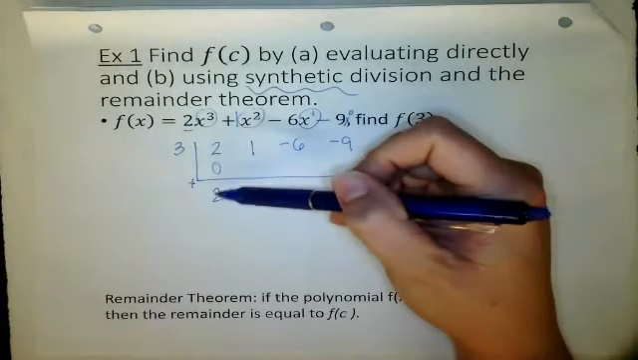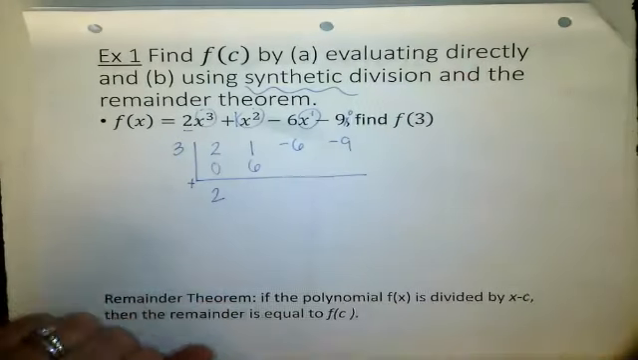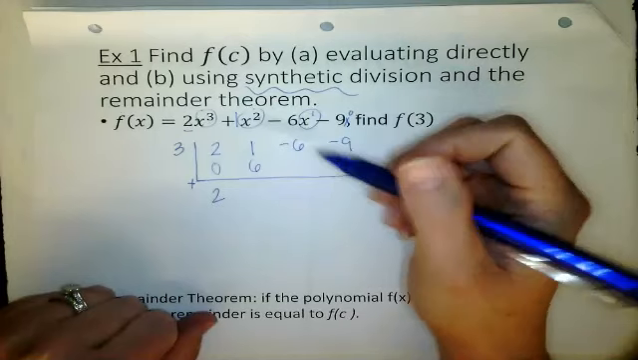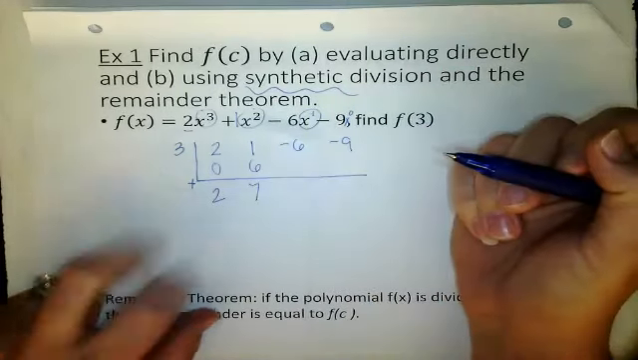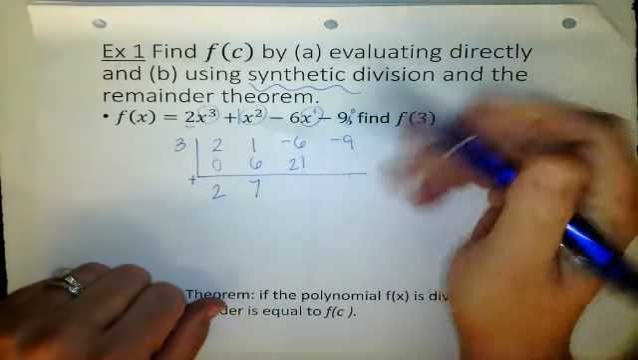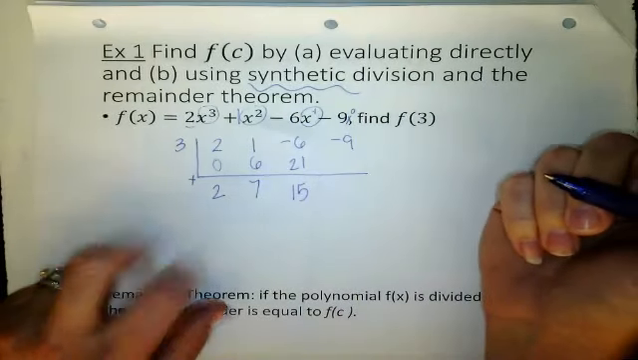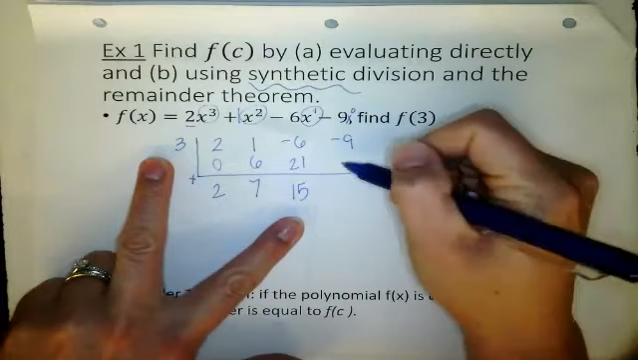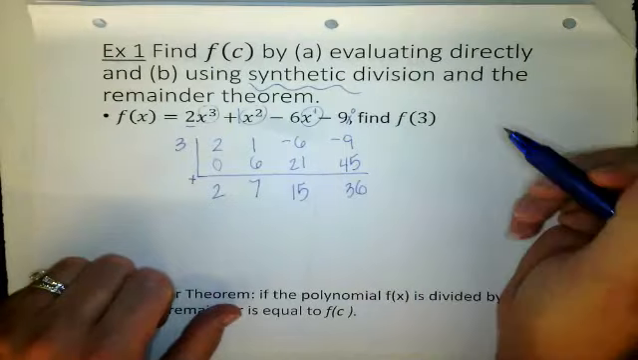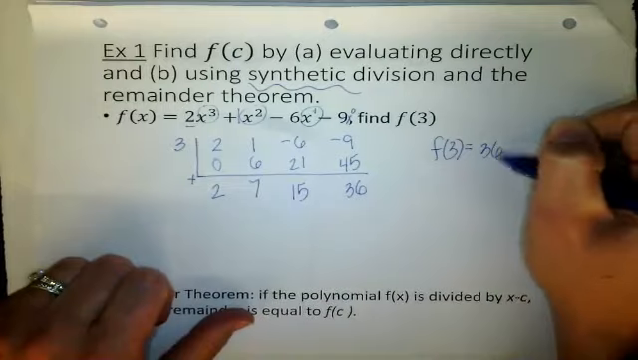Okay, so then we're going to multiply. 2 times 3. 6. 6 goes in the next column. And then we combine. 6 and 1? 7. 7 times 3. 21. Combine. 15. Yeah. 15. Okay. 45. Combine. 36. Oh my goodness. Magic. What was f of 3? 36. Look at that.